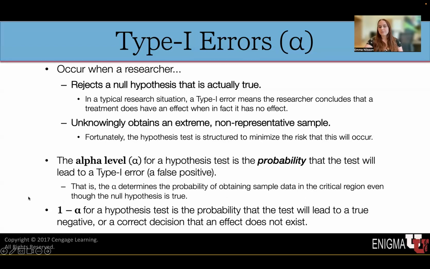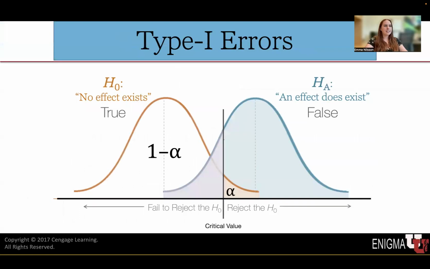So this is a diagram that we'll be looking at and adding a little bit more to throughout this lecture, but let's just take a quick peek. This orange distribution represents the null hypothesis where no effect exists. And this is when that is true. This blue distribution represents the alternative hypothesis where the null hypothesis is false and an effect does exist. These axes, this black axis right here, on this side of the axis is when we fail to reject the null hypothesis. This side is when we reject the null hypothesis.